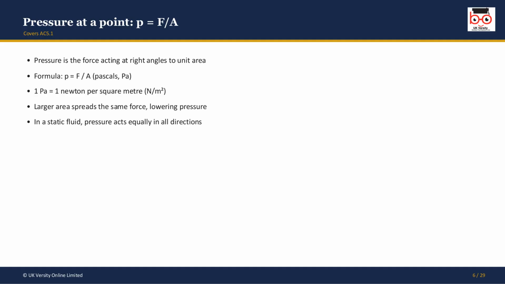Let's define pressure properly. Pressure is the force acting at right angles to a unit of area, and it's simply force divided by area, measured in pascals. 1 pascal is 1 newton per square meter. Spread the same force over a larger area and the pressure drops, which is why a sharp point concentrates pressure and a broad base reduces it. And here's a feature special to fluids. In a static fluid, the pressure acts equally in all directions.